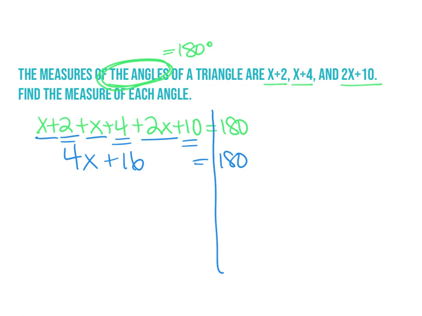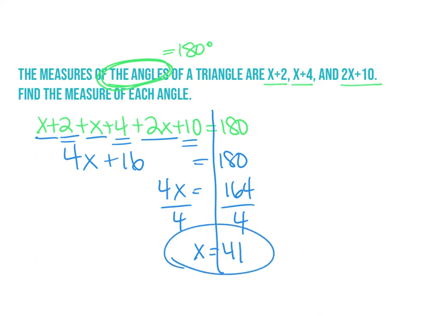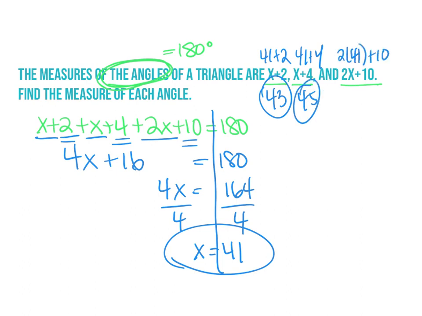So 180 minus 16, 4x equals 164, divide by 4, and x equals 41. Okay, now again, it says to find the measure of each angle. So let's plug this in. 41 plus 2, this is 43. 41 plus 4, this is 45. And then 2 times 41 plus 10 would be 82 plus 10, so 92. Okay, and again, we should just double check. 43 plus 45 plus 92, does that equal 180? And it sure does, so we are done.